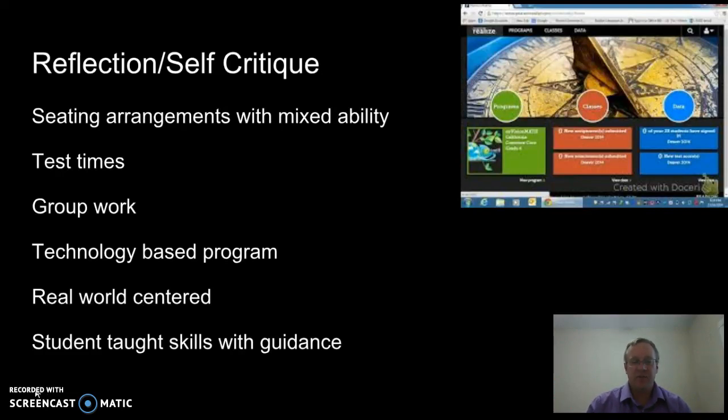We do have technology-based programs. All of our math curriculum was and is still on a server, so they have access to the book as well as some forms of paper-based materials that we use just in case they do forget their technology. We do focus on real-world centered problems, so that we turn them into critical thinkers, and students are taught the skills with guidance.